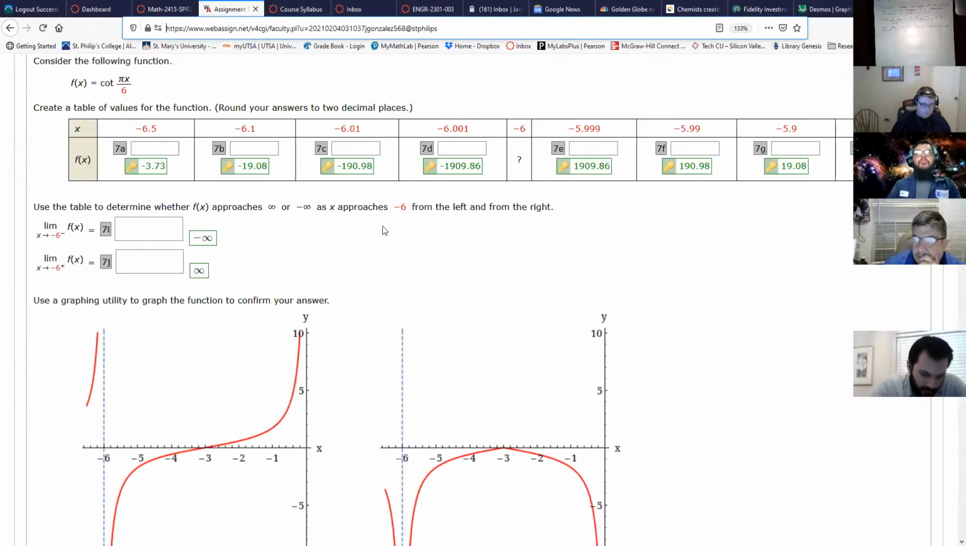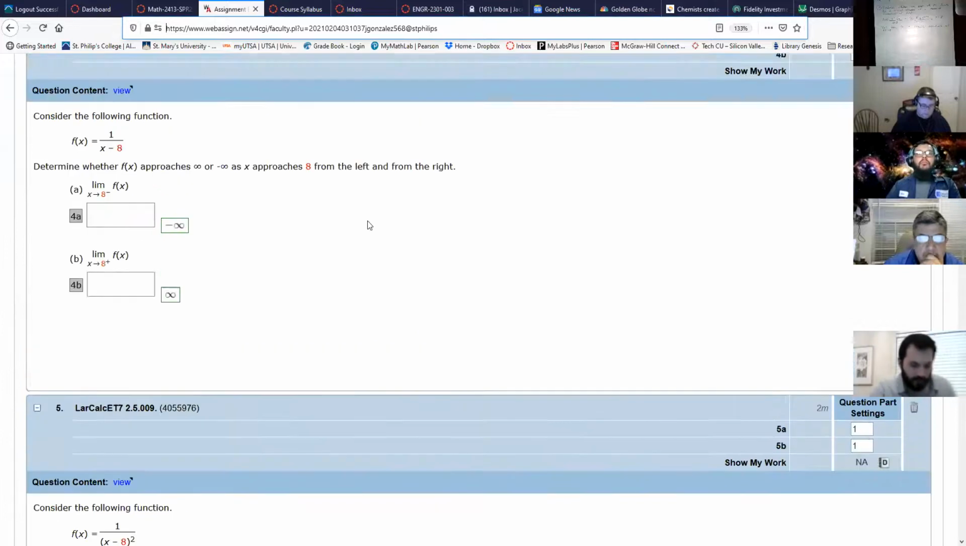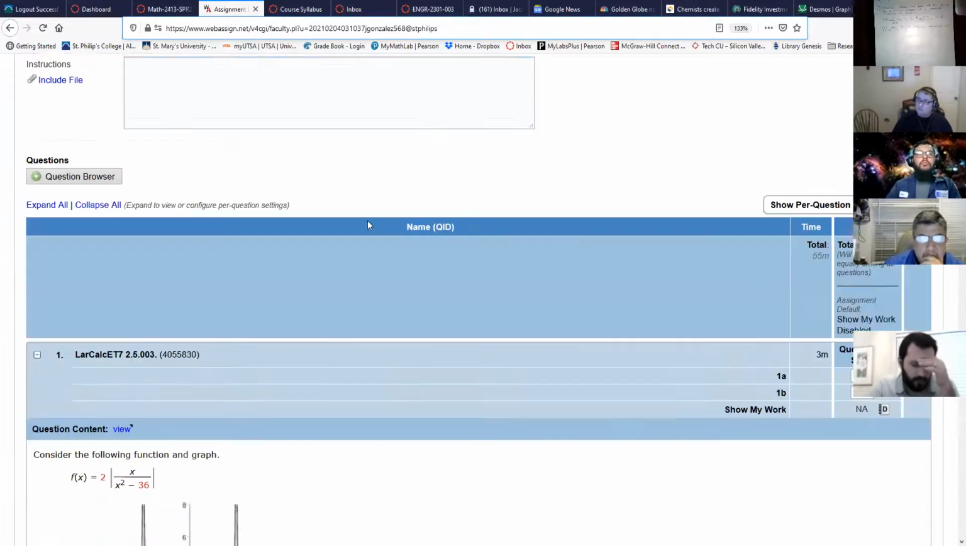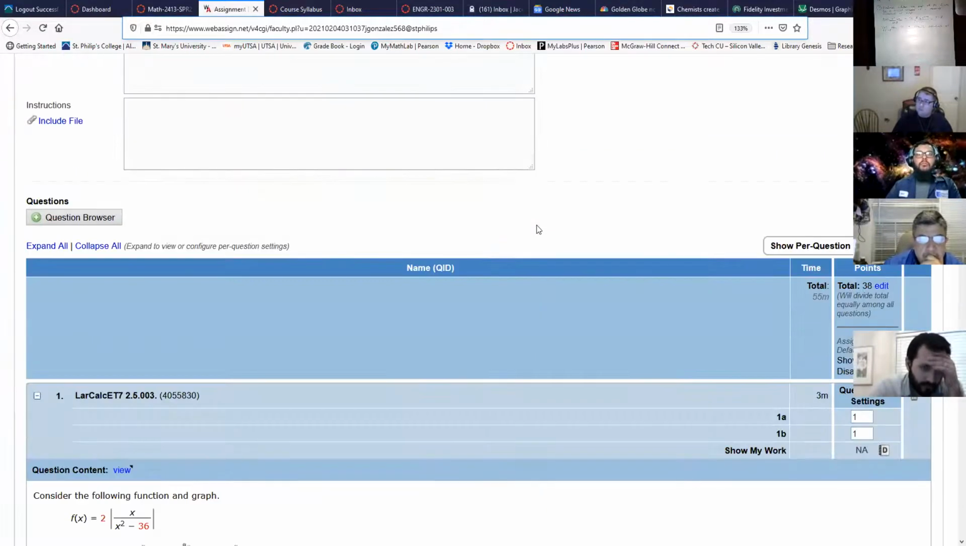For 2.5, are we going to be allowed to use Desmos or a graphing calculator? Yes, if you want to. I just need to figure out how to let you use that. There is a way. I just need to figure it out as soon as possible. If not, I'll have to let you use it elsewhere or something. But we'll figure it out.